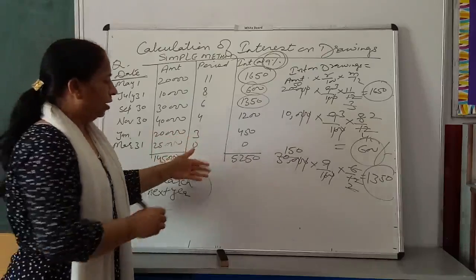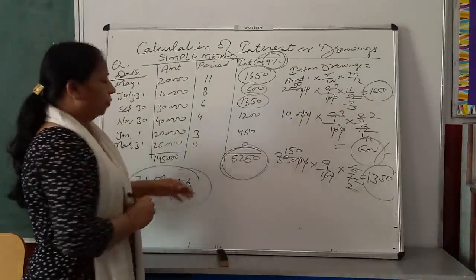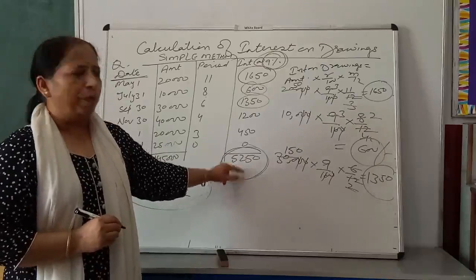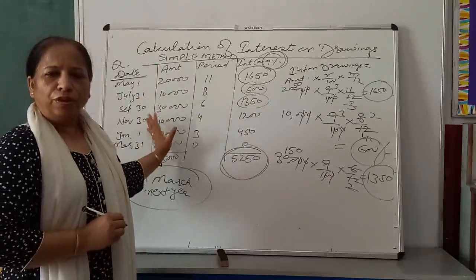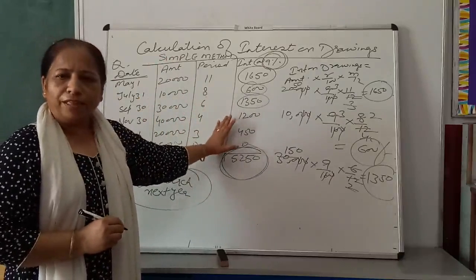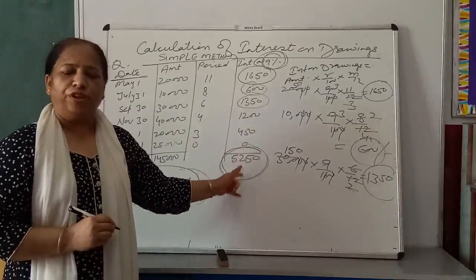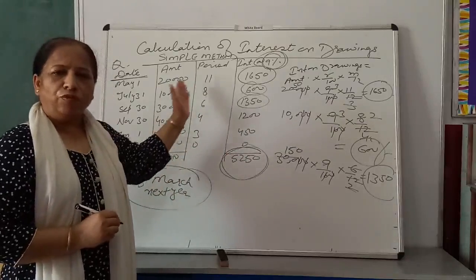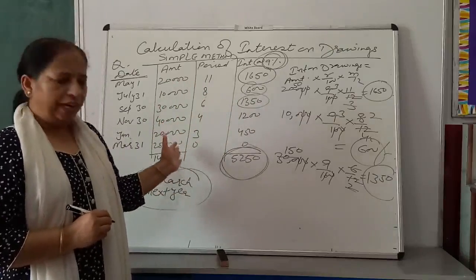And total interest is 5,250. 5,250 is your total interest on drawings by the simple method. If we do the same question by the product method, again your answer will be the same, that is 5,250. So this question we will now do by using the product method.